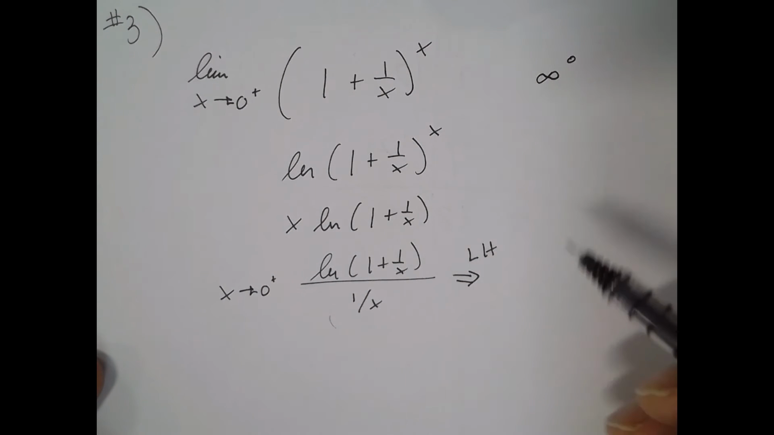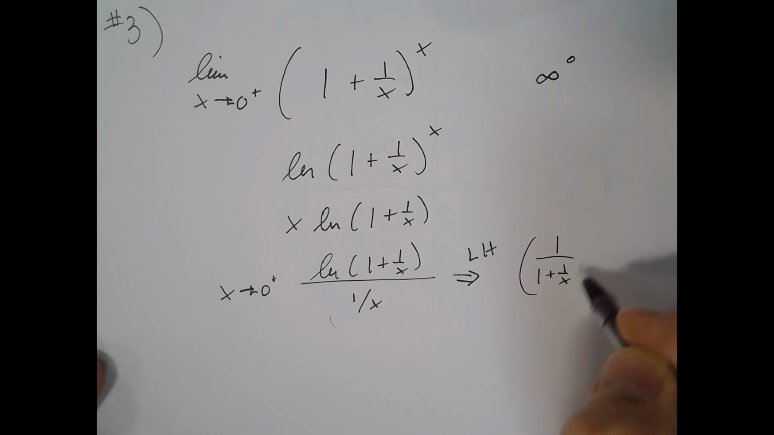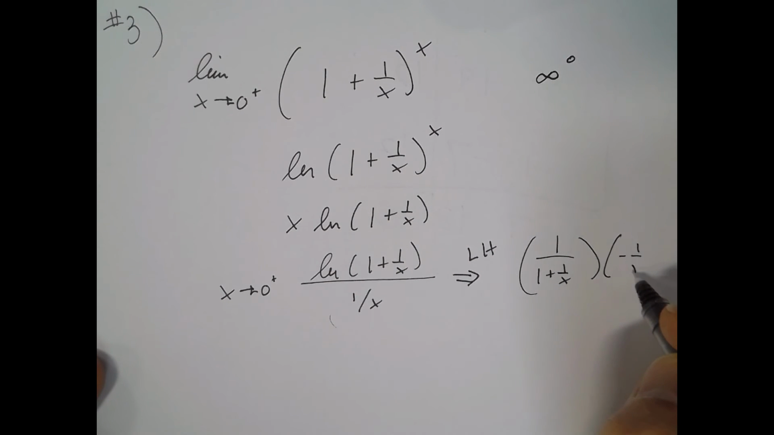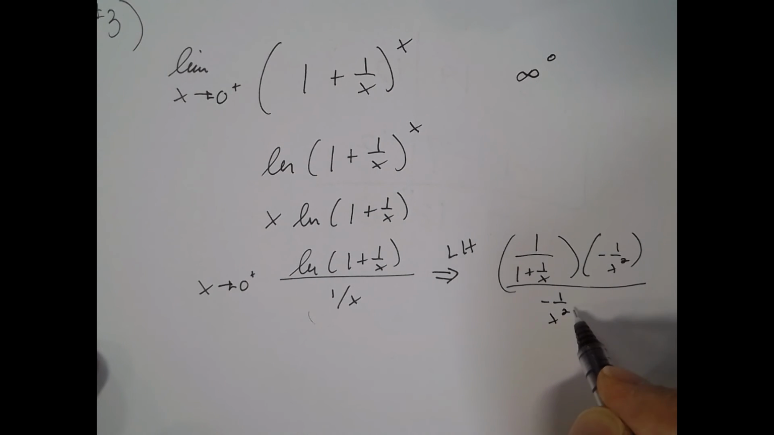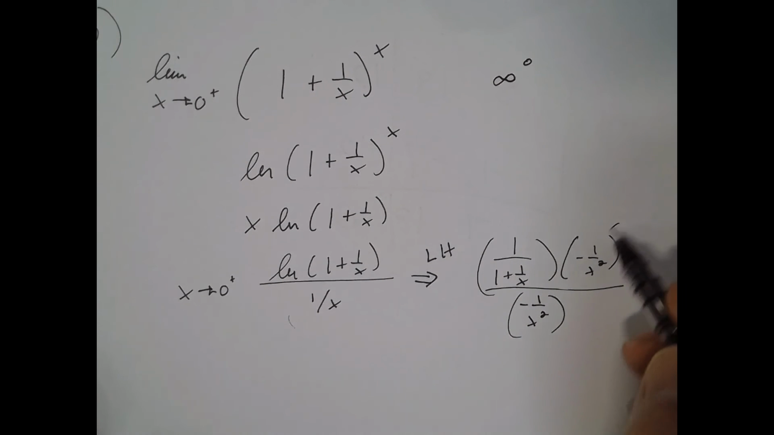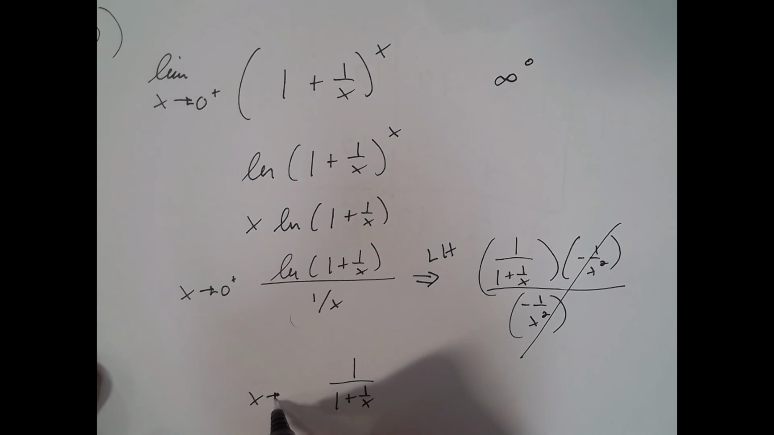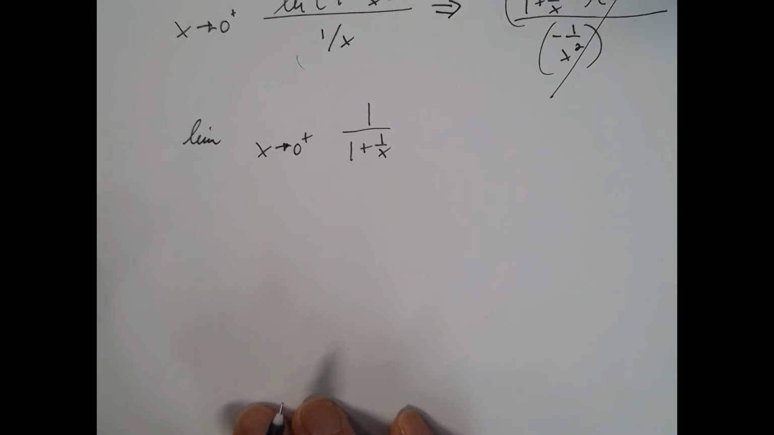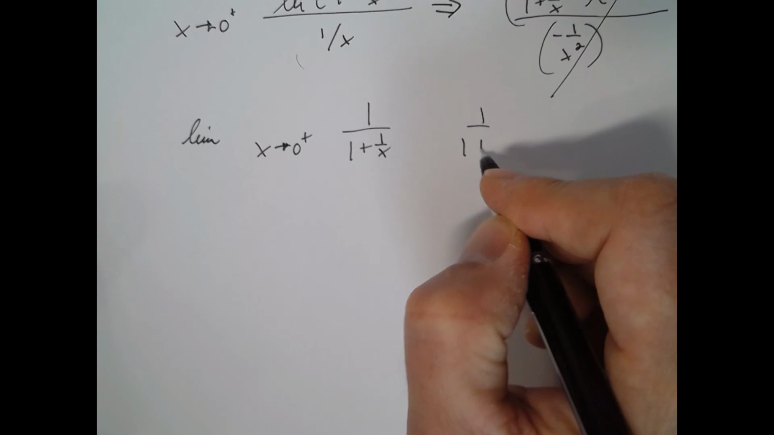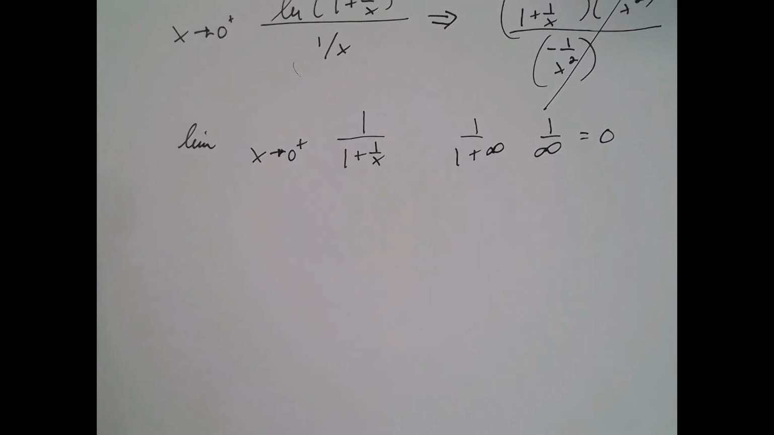You don't do them together with a quotient rule, you just do the derivative of the top, which is 1 over 1 plus 1 over x, times the derivative of the inside, which is negative 1 over x squared, all over the derivative of the bottom, which is negative 1 over x squared. Well, those divide off, so now I have 1 over 1 plus 1 over x as x approaches 0 from the right. So I get 1 over 1 plus infinity, or 1 over infinity, which is 0. Any constant over infinity is just 0.